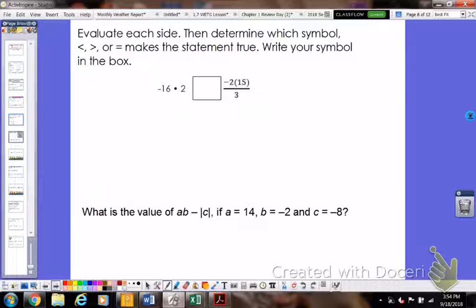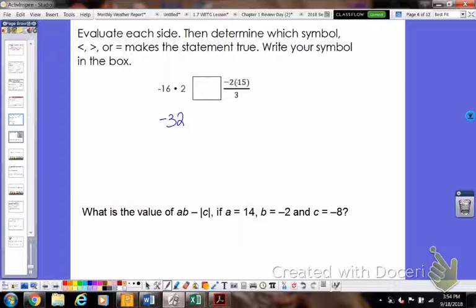Alright, a couple more quick examples for you guys. Evaluate each side, then determine which symbol, less than, greater than, or equal, makes the statement true. Write your symbol in the box. So in order to solve this problem, our final answer is going to be our symbol in the box. We have to evaluate both sides. So negative 16 times 2. Negative 16 times 2 gives us a negative 32.